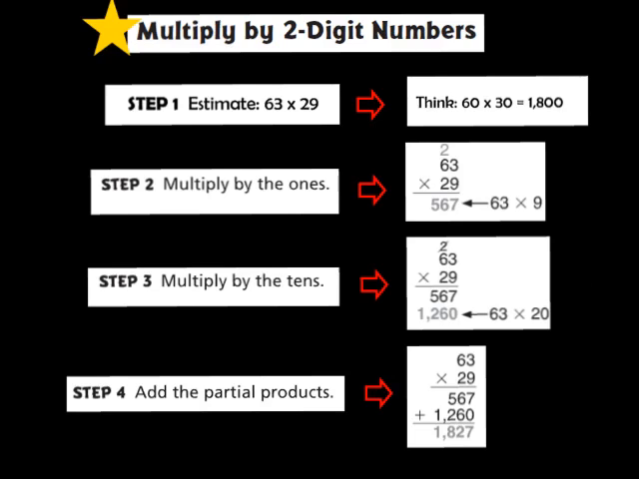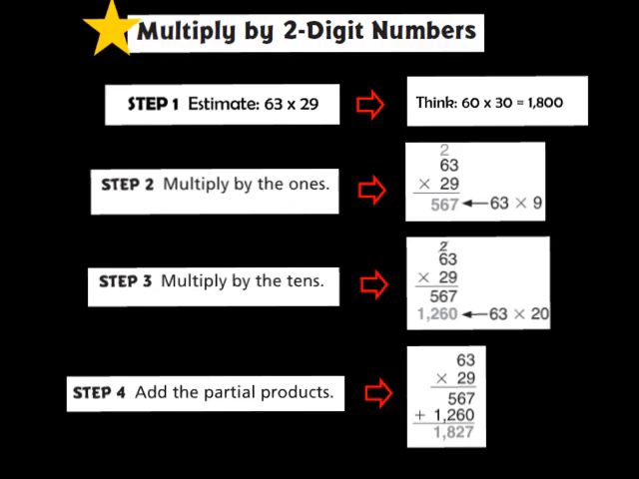Now, as we begin to multiply by two-digit numbers in this lesson, there are some steps that we're going to need to follow. Step number 1, I always need to estimate an answer. In this case, the problem given is 63 times 29. So I'm going to make those into a 60 and a 30. And when I multiply 60 times 30, I know that 6 times 3 is 18, and I'm going to add my two zeros behind that, so my estimated answer turns out to be 1,800.